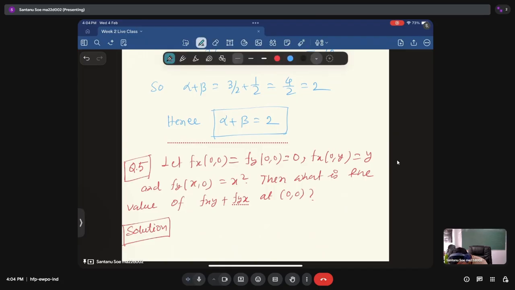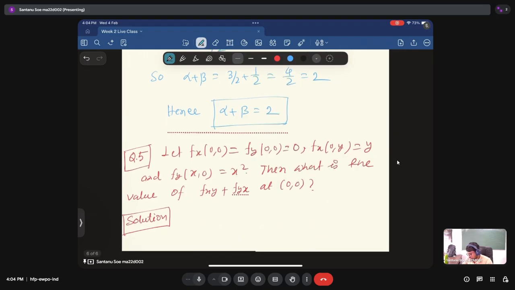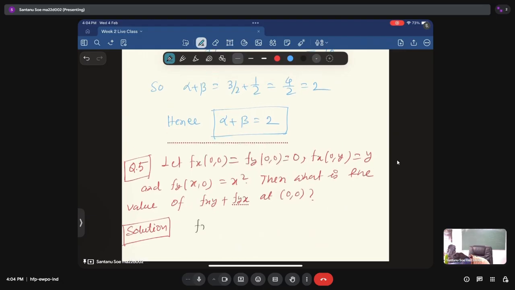Okay, let's come to the solution. In the question, it is given that both the partial derivatives f_x and f_y at the point 0 comma 0 are 0, f_x of 0 comma y is y, and f_y of x comma 0 is x square. Then they are asking for the value of the mixed partial derivatives f_xy plus f_yx at 0 comma 0. Now this f_xy and f_yx are nothing but the second order mixed partial derivatives.